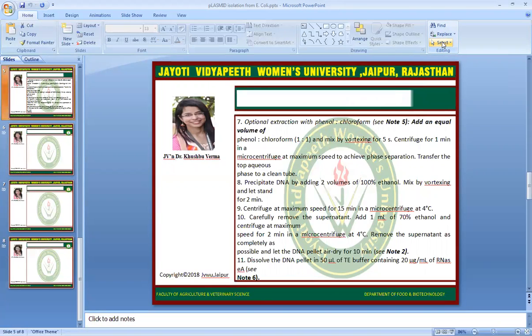In the 7th step, optional extraction with phenol chloroform. In this, add an equal volume of the phenol chloroform and mix by vortexing for 5 seconds. For example, if your extract is 1 ml, you will add phenol chloroform solution of 1 ml and then centrifuge for 1 minute in a microcentrifuge at maximum speed to achieve the phase separation. Then transfer the top aqueous phase to a clean tube.